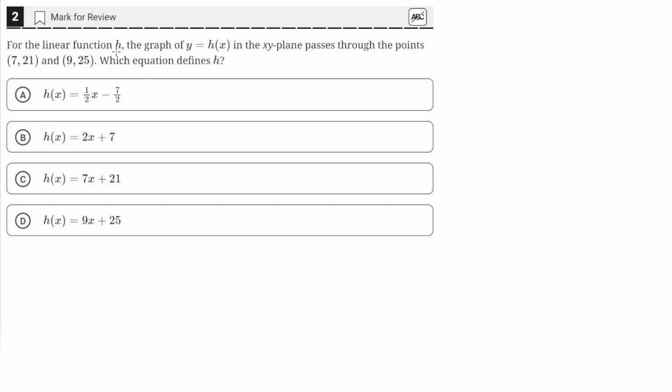For the linear function h, the graph of y equals h of x in the xy plane passes through the points (7, 21) and (9, 25). Which equation defines h?